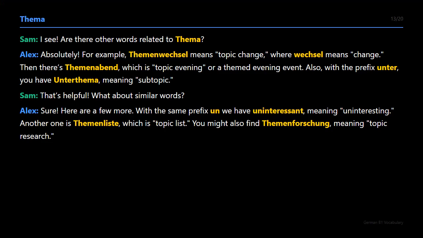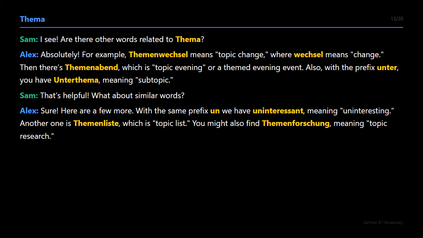I see. Are there other words related to Thema? Absolutely. For example, Themenwechsel means topic change, where Wechsel means change. Then there's Themenabend, which is topic evening or a themed evening event. Also, with the prefix Unter, you have Unterthema, meaning subtopic. That's helpful.